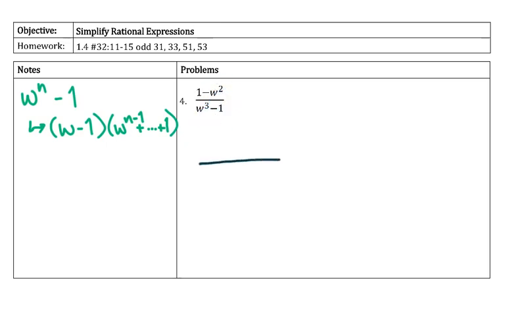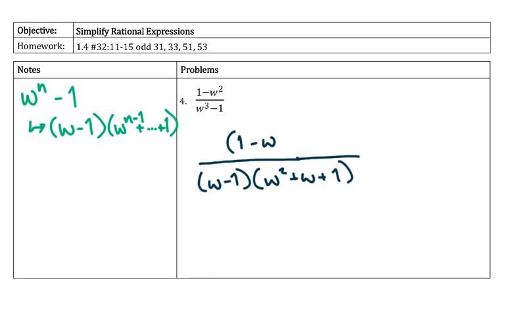Our denominator then would be w minus 1 times, then just count down, w squared plus w plus 1. The numerator, 1 minus w squared, is going to be similar. We're just going to have the order switched around. So then it's 1 minus w times 1 plus w.